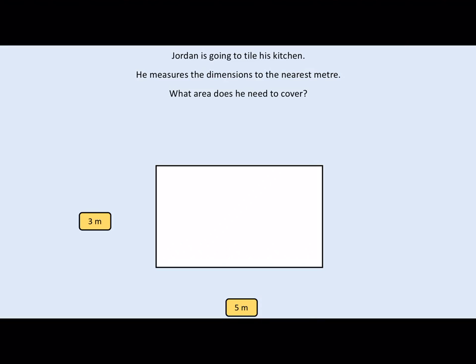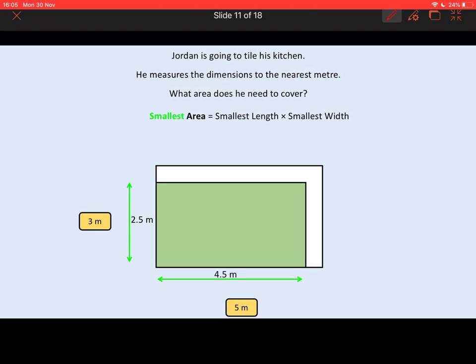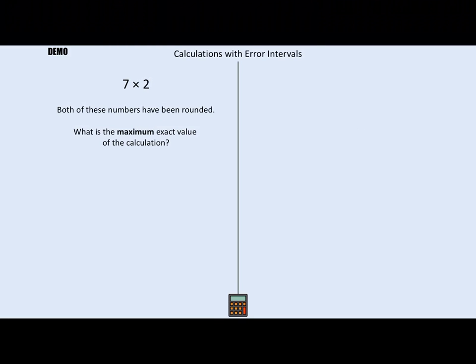Now, if you're doing area, for instance, write the error intervals out, okay? So the error interval for 3, to the nearest meter, is going to be 2.5 all the way up to 3.5. And for 5, it's going to be 4.5 all the way up to 5.5. Now, because of that, you work that out. The smallest area it can be is when you use the smallest 2 numbers. The largest it can be is when you use the largest numbers and multiply them. So you get that.